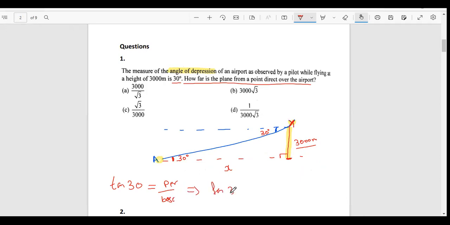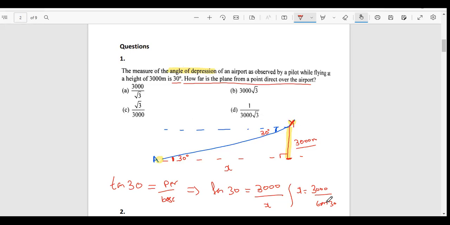Tan 30 is equal to, what is the perpendicular side? It is 3000 divided by x. So this would give me x equals 3000 divided by tan 30. Can anyone tell me कि tan 30 की वैल्यू क्या होती है? Please do not use a calculator. या आपको पता होनी चाहिए 1 by सारी root values. 1 by root 3. ठीक है. And what would be the final answer?